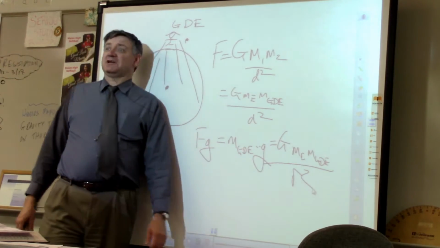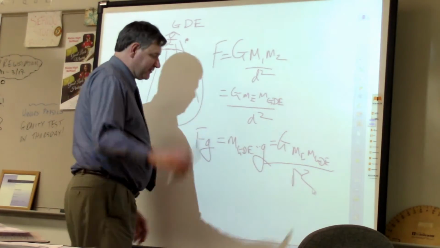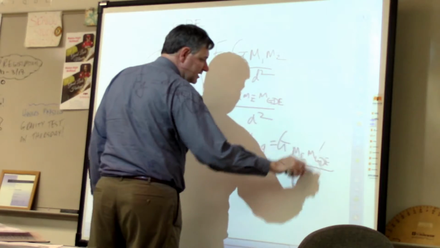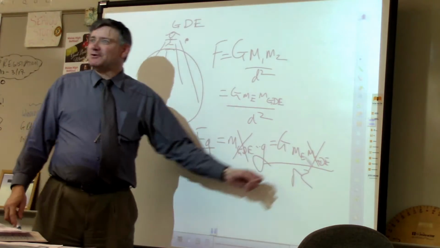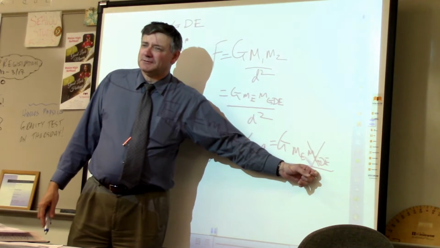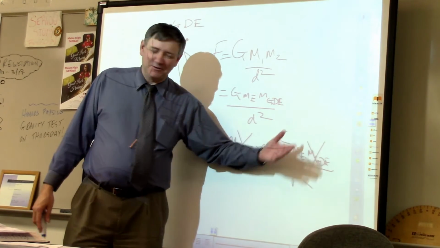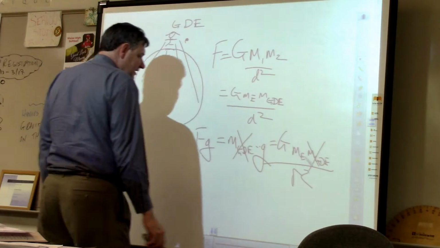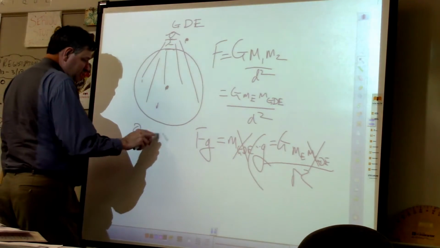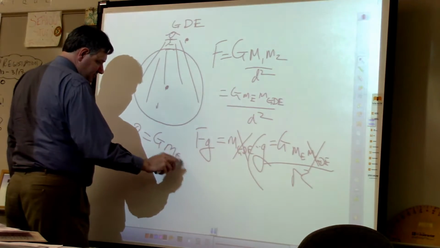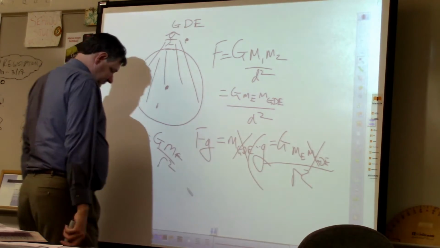So what's going to happen to the person's mass? Sorry, Emma, if you ever watch this. You cancel it out of the equation. The person doesn't matter. None of you do. Here's the ramifications of this. You get little g equals big G mass of the Earth over R squared.